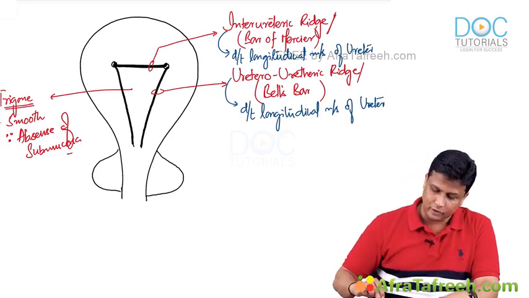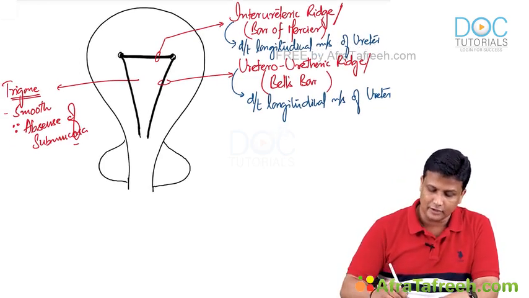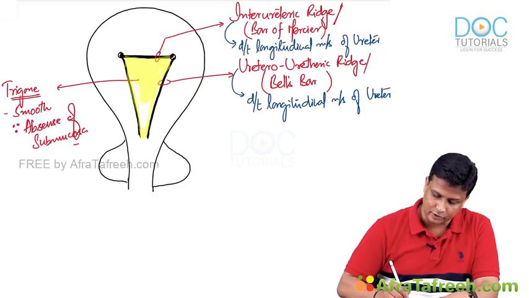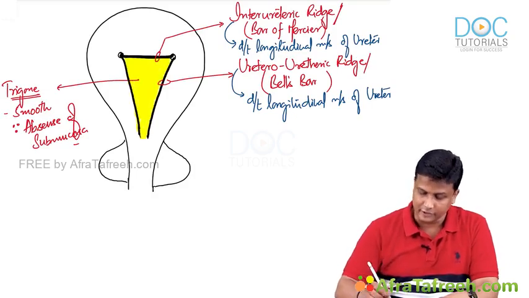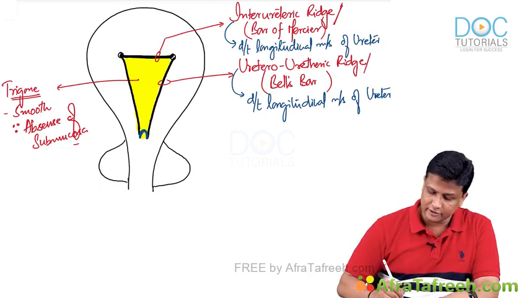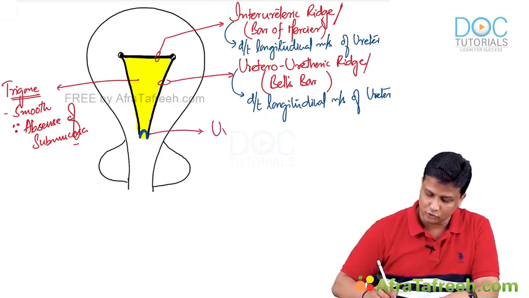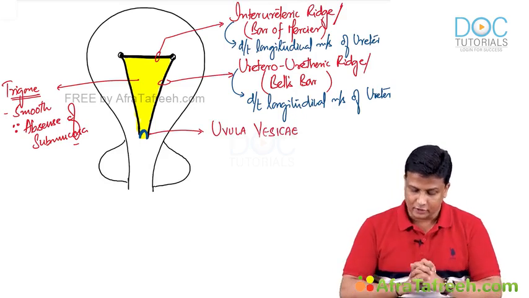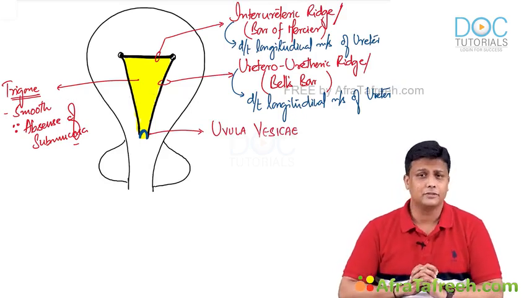Now, after that, one more important thing to remember here. If you look at the apex of this trigone, this is the trigone of the urinary bladder over here. Now, if you just look at the apex of the trigone here, near the apex also you'll be able to appreciate one more elevation here like this. And that elevation near the apex of the trigone is referred to as ovula vesicae. So ovula vesicae, you're able to appreciate there near the apex of the trigone.